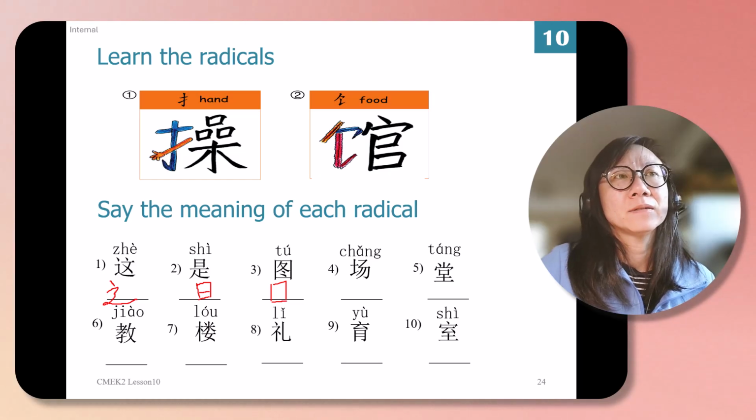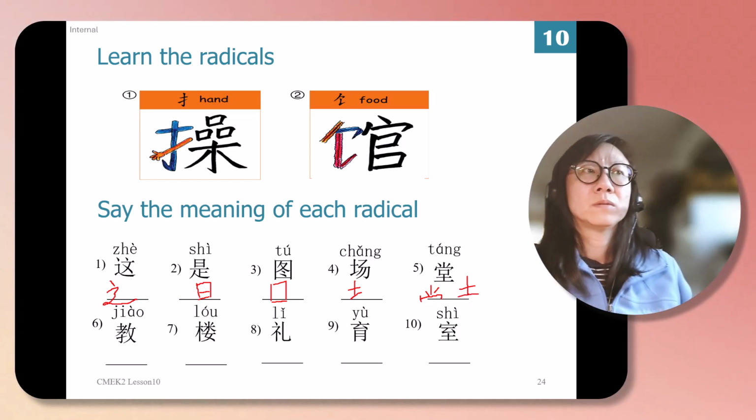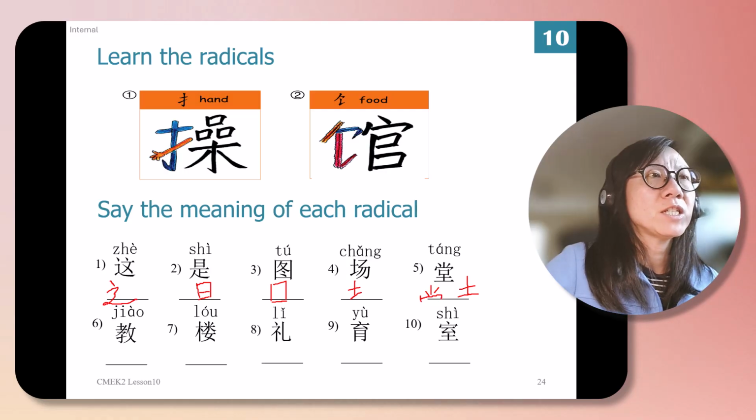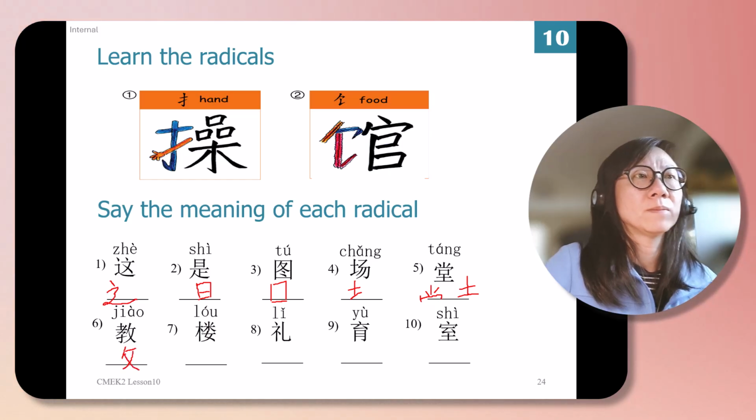And 场, we can pick up the left-hand side one, and that means the earth or the mud. 糖, some people may say it has got this radical. It's a top one. Or some people may just pick up the bottom one, meaning the same as the 长 radical. And that is a 土. And then for 教, it has got the right side, which means the education or maybe culture.